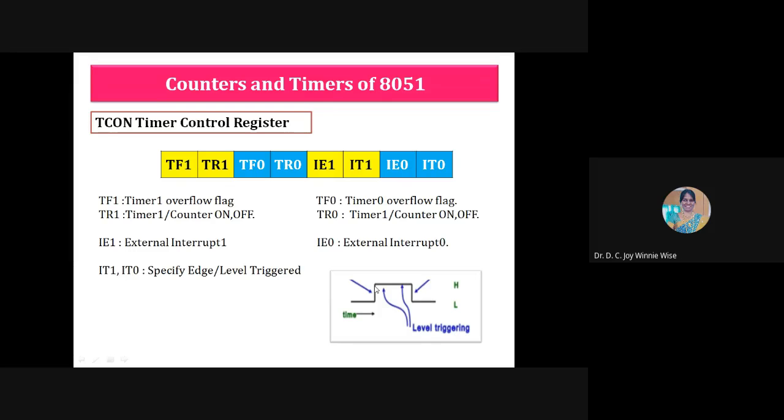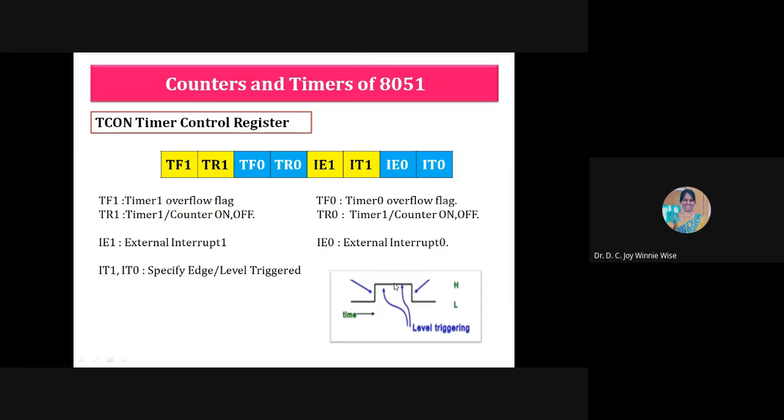The constant voltage will be there. See here, this is 1. The voltage is 1, so it is called level trigger. Edge trigger means when there is a transition from 0 to 1, it is called an edge, and also 1 to 0 is called an edge. It is positive edge and negative edge.